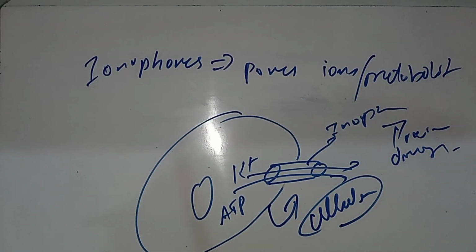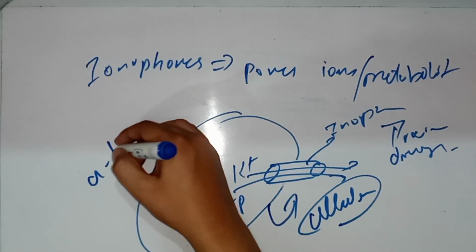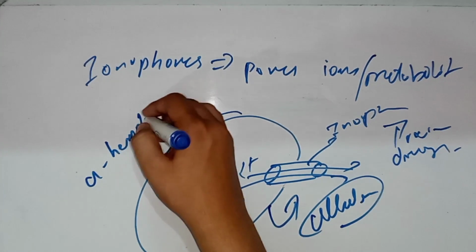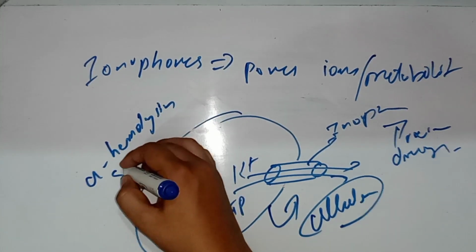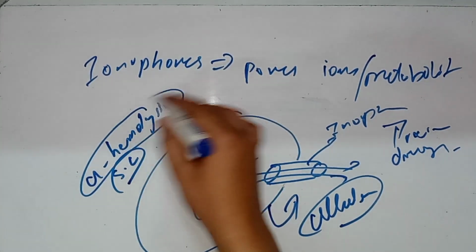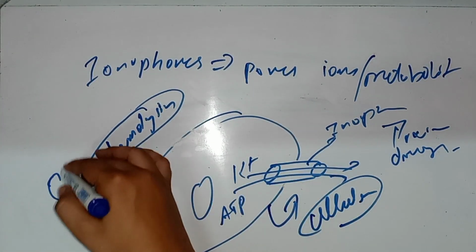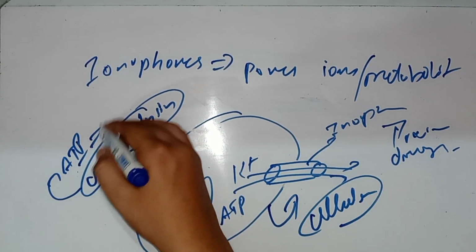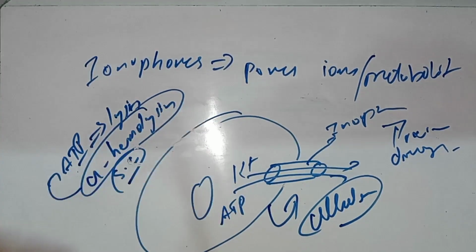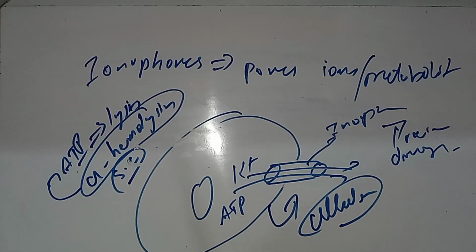So these are ionophores. A typical example of an ionophore is the alpha hemolysin toxin of Streptococcus. This toxin creates a channel here in the cellular membrane, which leads to the diffusion of ATP outside of the cell and leads to cellular lysis. So that was the concept of aquaporins and ionophores.